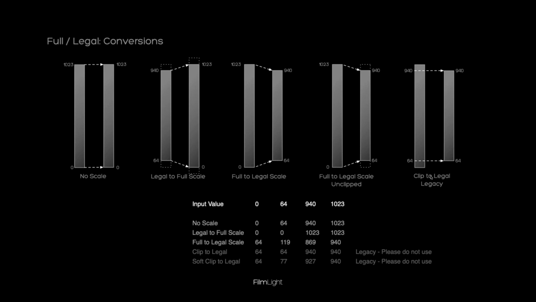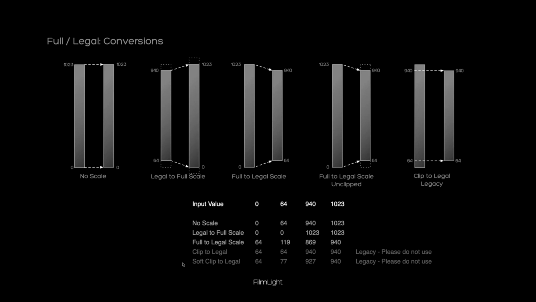Then there is another mode which is called clip to legal, which is basically just chopping off the blacks and the whites while we convert from full range to legal range. So here we're really losing definition in the shadows and in the highlights, but the contrast in between will not change. But this one is flagged as legacy by us, and you should not use it anymore. It's just still in the software available to maintain existing workflows and setups that you're using.